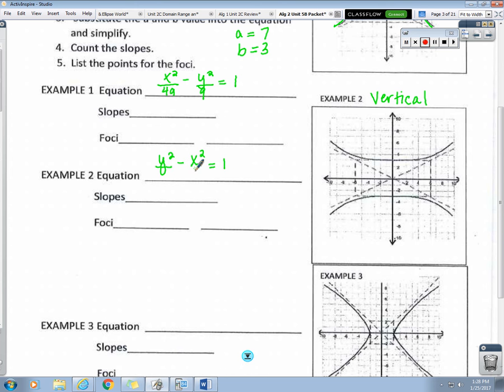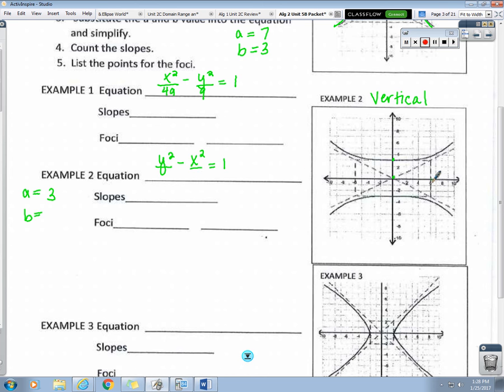But remember, with hyperbolas, A and B always stay in the same place. A is always here, B is always here. Well, we have to know what A and B are. This time, isn't A up under the Y? So this time A is your vertical distance. And from the center up is how many units? 3. And then B is under X this time in the equation, so it'll be your horizontal distance.